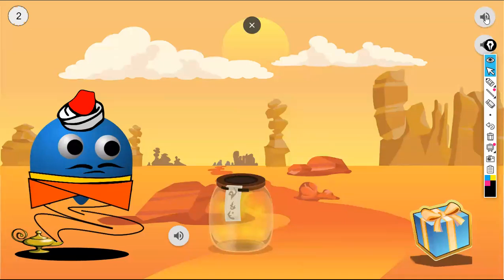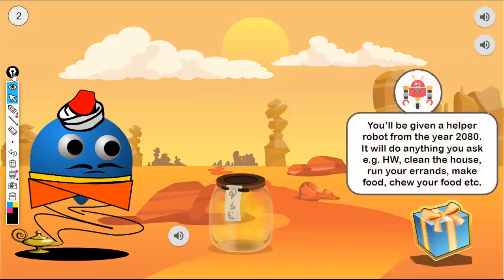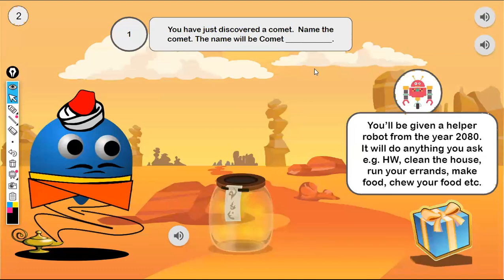Let's see what the genie has to offer us today. I know you all will love this present. A robot that will do everything for you, including your homework, and of course, what everybody hates to do, clean the house. All right, so let's see what we need to do in order to win this. I would actually want this myself. Oh, this is a good one.